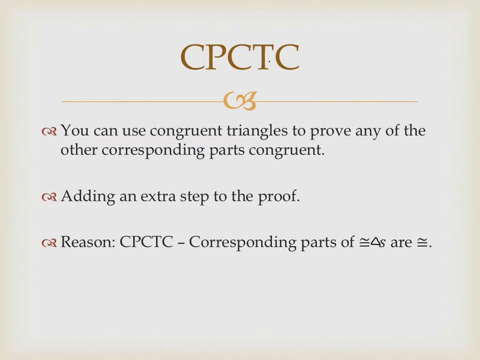We have this acronym CPCTC. We've already gone over it beforehand. It stands for corresponding parts of congruent triangles are congruent. Now that we've proved triangles congruent, we can use that fact to prove the other pieces of the triangle are also congruent. This will add on to the proof as a last step, so it's an extra step to the end, and it'll make more sense as we do it.